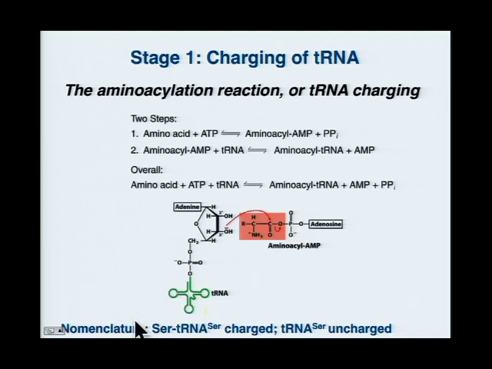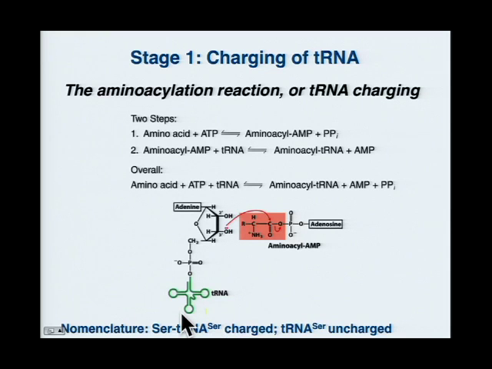We have a nomenclature. The uncharged tRNA without the ester linkage to the amino acid is just called tRNA with a superscript for which amino acid its codon recognizes. And when we charge it, we put serine dash tRNA ser. So this front part indicates that it's charged. There's an ester linkage to the correct amino acid, or it specifies the amino acid that's attached. And this part of the name specifies which tRNA molecule we're talking about.